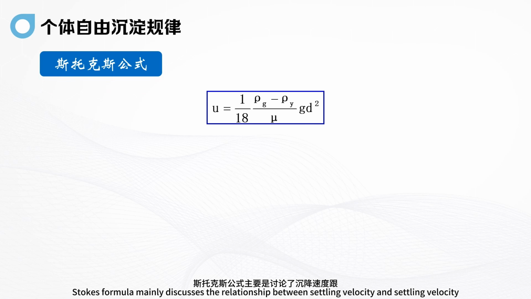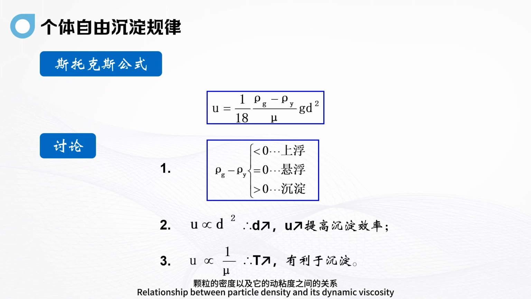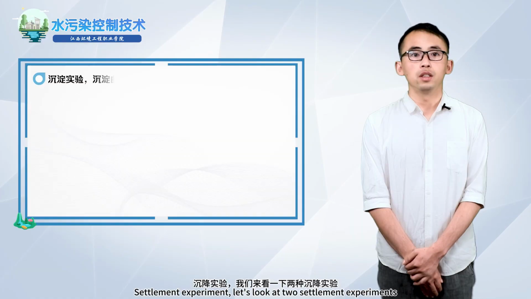Stokes' formula mainly discusses the relationship between settling velocity, particle density and its dynamic viscosity. First, with the increase of particle size, its settling speed will also increase. Second, the longer the settling time, the more favorable to settlement. Third, settlement experiment.